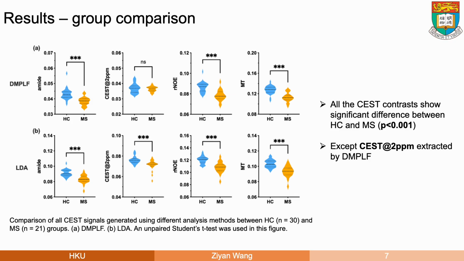This figure shows the group comparison of all CEST signals generated by the two methods. We can see that except CEST at 2 ppm extracted by DMPLF, all other CEST contrasts show significantly lower signal in the MS group compared to the HC group. The signal drop in MS could be due to the immune-mediated inflammatory responses that destroy myelin and cell structure. And the signal reduction in RNOE and MT may be contributed by compromised lipid integrity and loss of other macromolecules in the brains of MS patients.